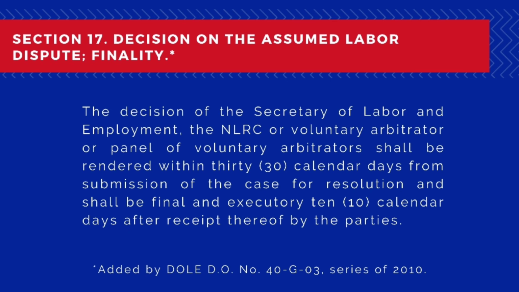Section 17. Decision on the assumed labor dispute, finality. The decision of the Secretary of Labor and Employment, the NLRC, or voluntary arbitrator or panel of voluntary arbitrators, shall be rendered within 30 calendar days from submission of the case for resolution, and shall be final and executory 10 calendar days after receipt thereof by the parties.